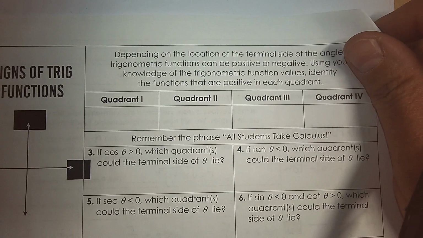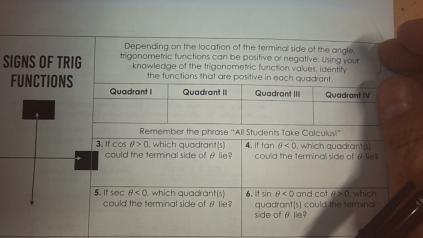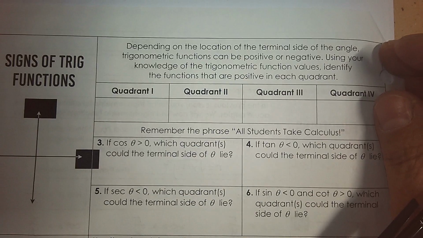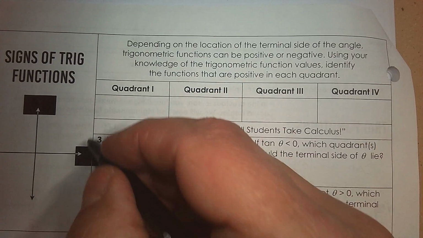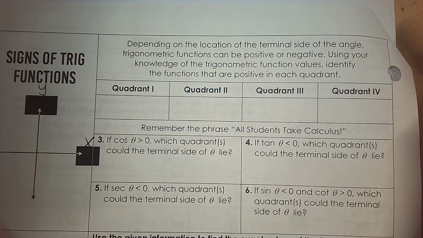Depending on the location of the terminal side of the angle, these black boxes should just be the y and x coordinates. The graphic services didn't come through on the x and the y coordinate.